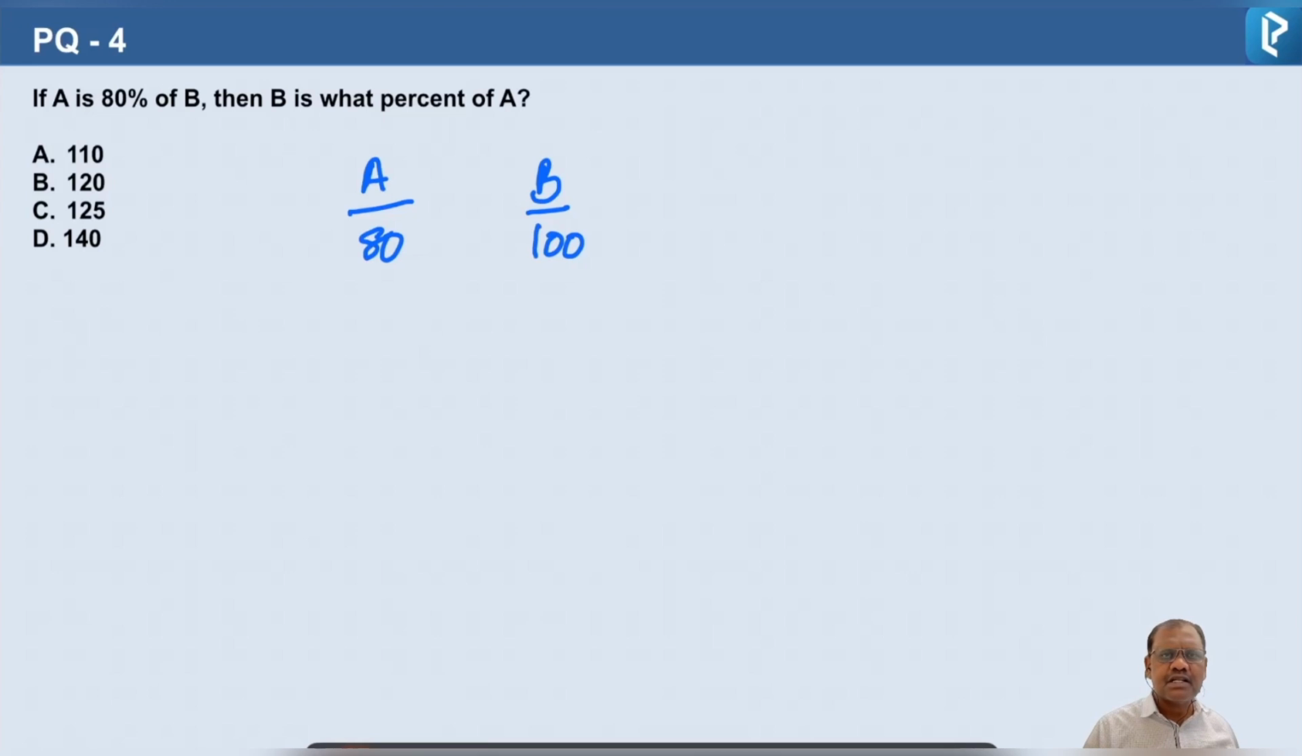So he is asking, B is what percent of A? So 100 divided by 80 into 100. So you have to compare B with A. What are you comparing with? That should be written in the denominator. What are you comparing? That should be in the numerator. So let us simplify this.